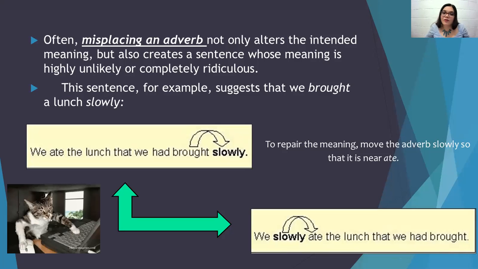Often misplacing an adverb not only alters the intended meaning but also creates a sentence whose meaning is highly unlikely or completely ridiculous. This sentence, for example, suggests that we bought a lunch slowly. Take a look at the example. We ate the lunch that we had bought slowly. So we slowly bought the lunch. To repair the meaning of this sentence that looks ridiculous that way, we will move the adverb slowly so that it is never confusing and that it is near the word ate. We slowly ate the lunch that we had bought. And that's different.